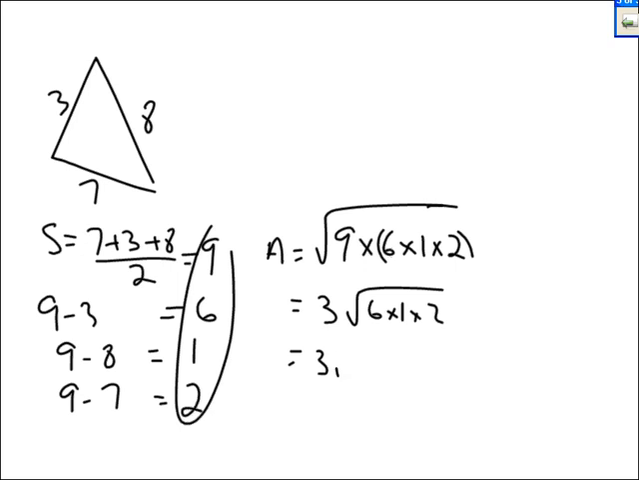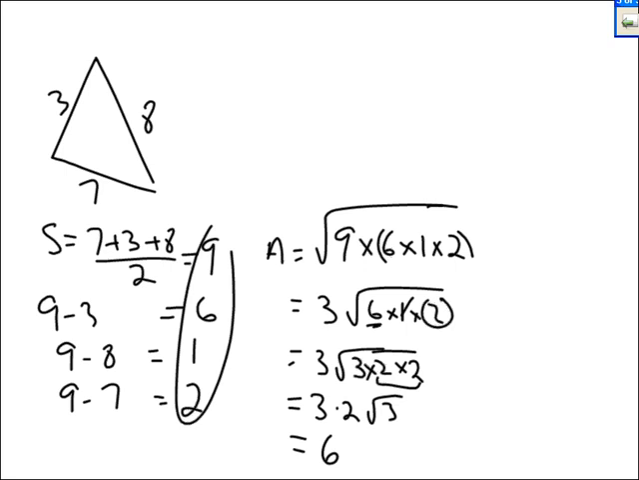And you know what? I see a 2 here, and there's a 2 in there. 6 is 3 times 2. Forget the 1. Times another 2. The square root of 3 times 2 times 2 is just 2 times the square root of 3. 6 square roots of 3.